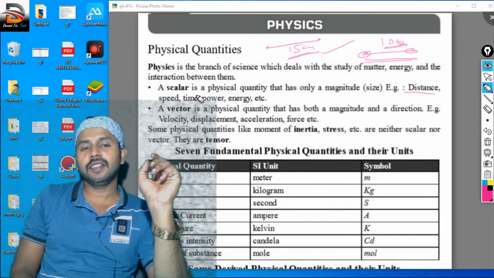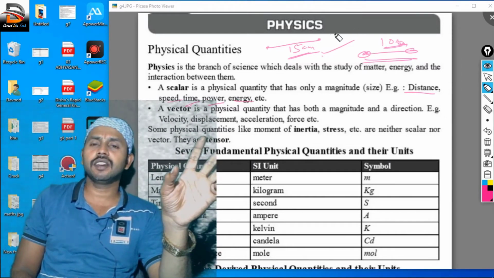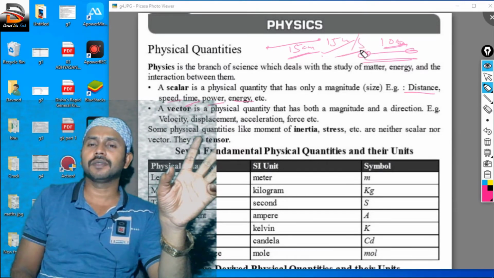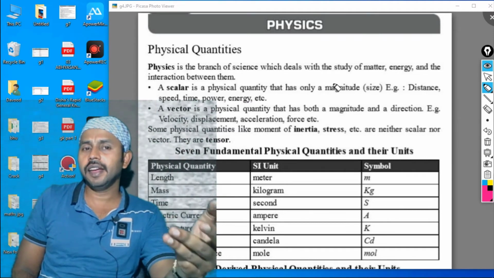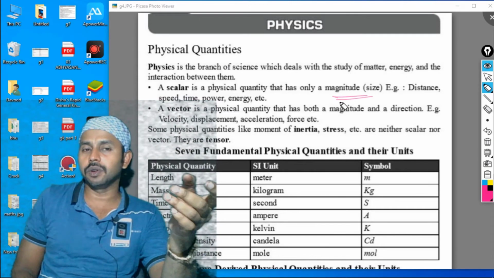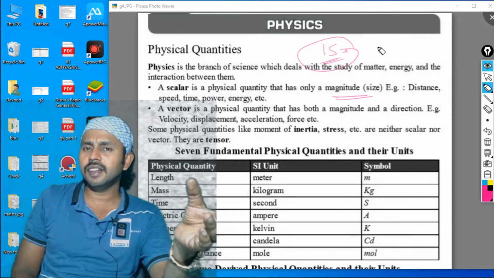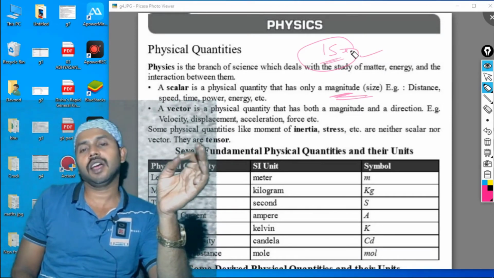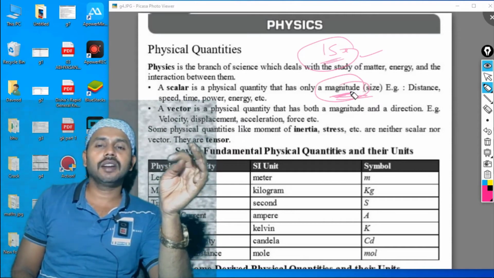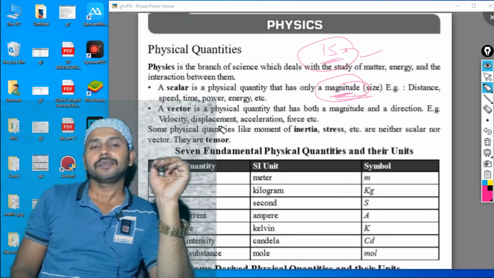Next, examples are speed, time, power and energy. Speed and time have only magnitude, no direction. For example, we measure that the speed is 15 meters per second, which is a scalar quantity with only magnitude. Time, 1 second, has only magnitude, only one quantity. Time does not have a size, but it has magnitude. Next, vector quantity.